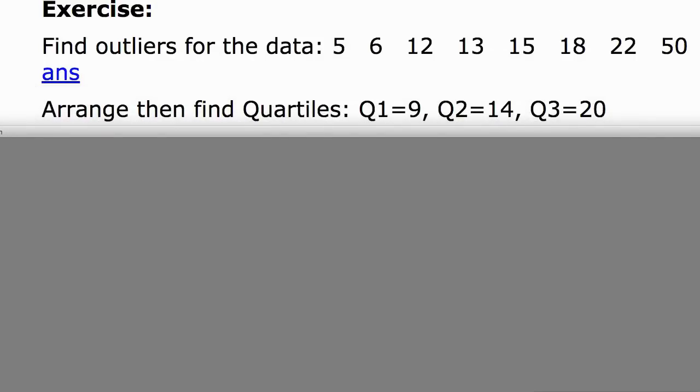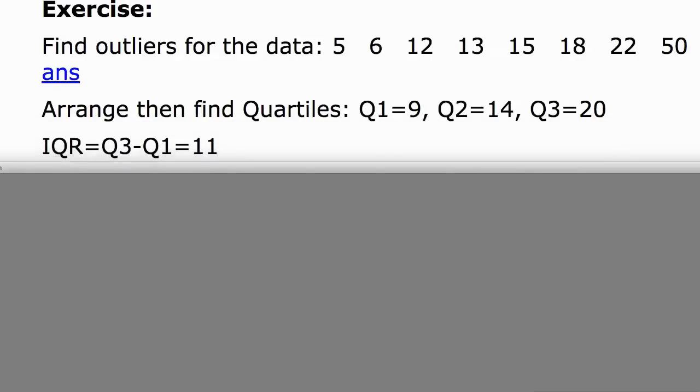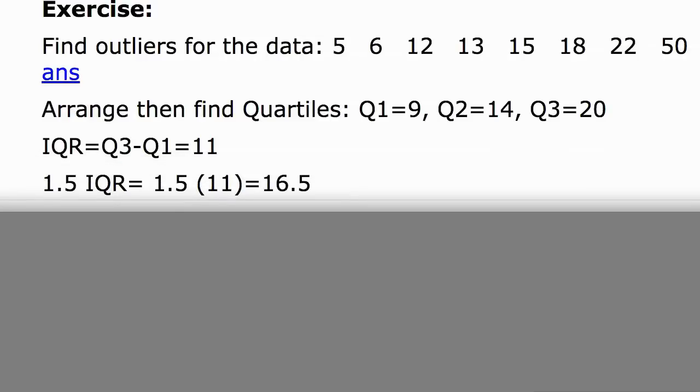I think you can do that. Once you calculate the quartiles, what's the next step? I need to find IQR. IQR is Q3 minus Q1. So let's find IQR, that's 11. And then I need to calculate the upper and lower fence boundaries. In this case, I need 1.5 IQR, because 1.5 IQR is part of the formula for calculating the fence. So I multiply that by 1.5, which is 16.5.